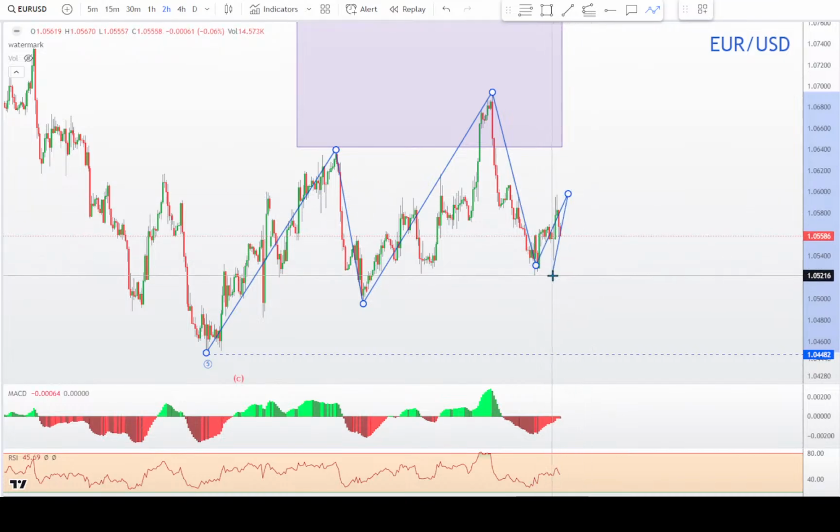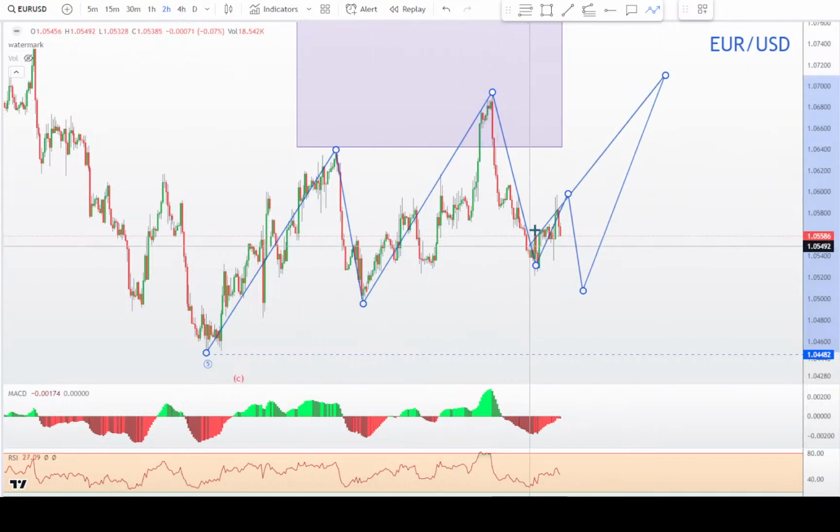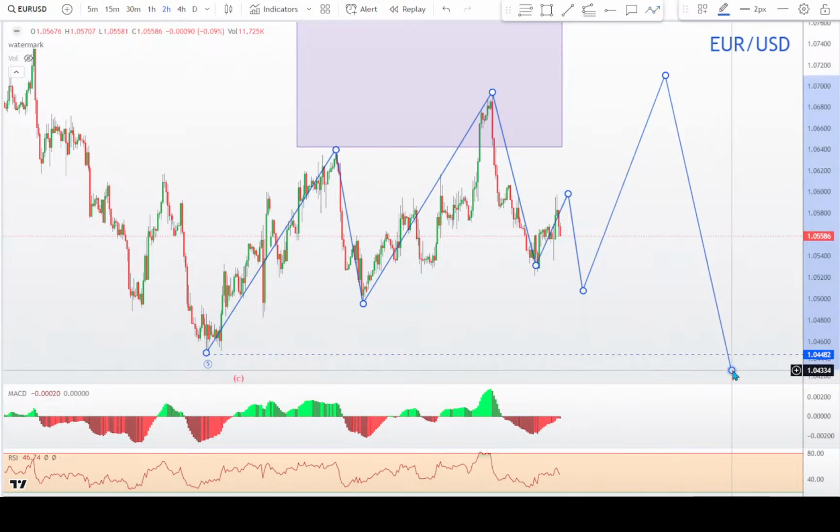Correction up, break that low one more time, but they don't need to break that. And then they could still come back up. So that first three will be A, this will be B, and then they'll shoot up for C, but then come down. So it's just a reverse of the US dollar index.